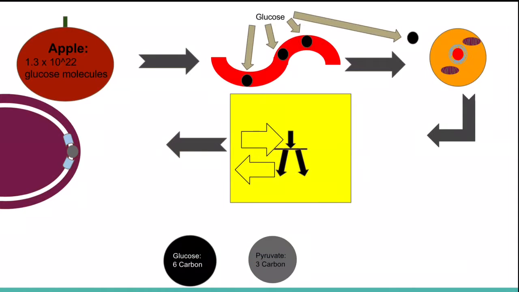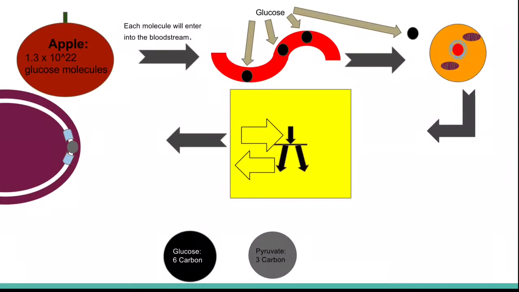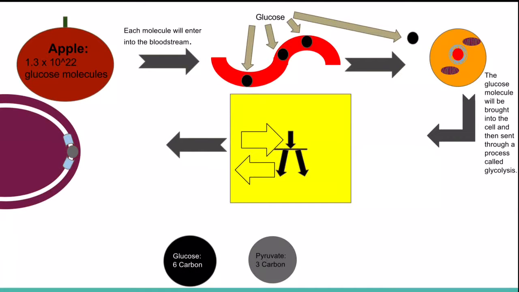As previously stated, an apple will contain approximately 13 sextillion molecules of glucose on average. After the apple is digested, the molecules are absorbed and then distributed by the bloodstream, where they will come into contact with the cell. The cell will bring in the molecule, where it will then be broken by glycolysis into two pyruvate molecules. This is done in two phases.